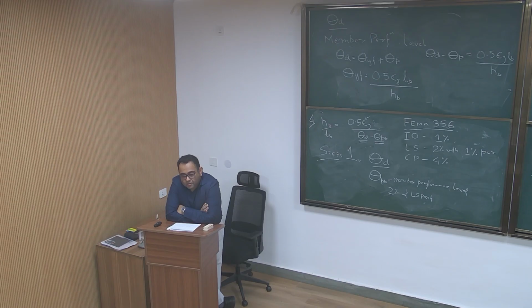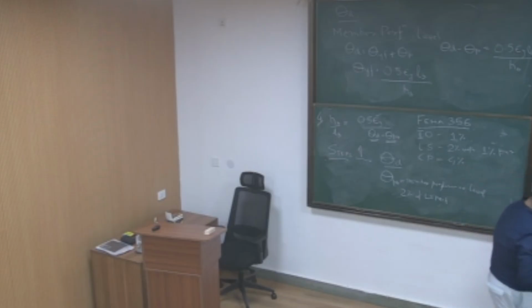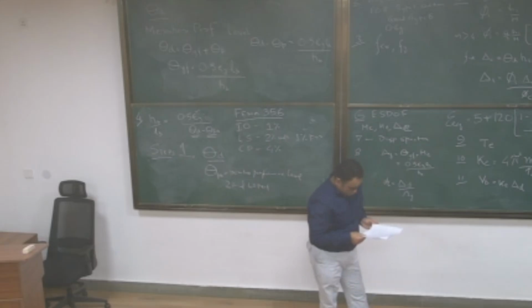Now you have to find the HB over LB ratio with this, which is 0.156, which again is more than the maximum allowed. The maximum, as per the chart, is 0.14. So 0.14 times 6 is 0.84 meters.